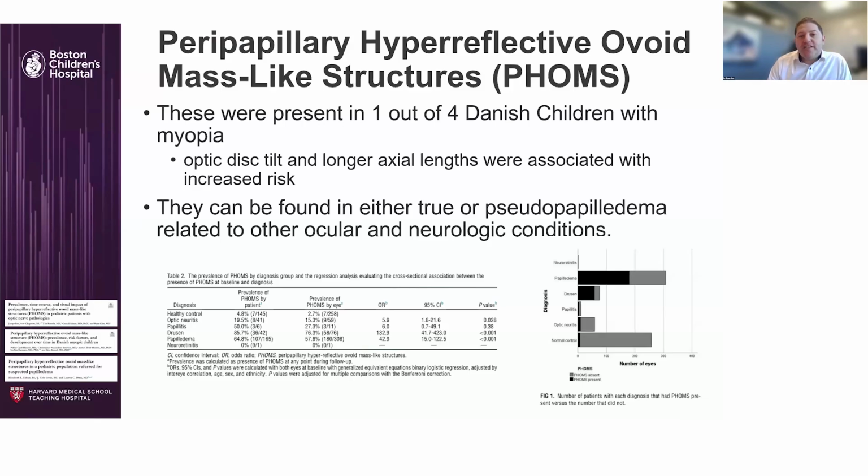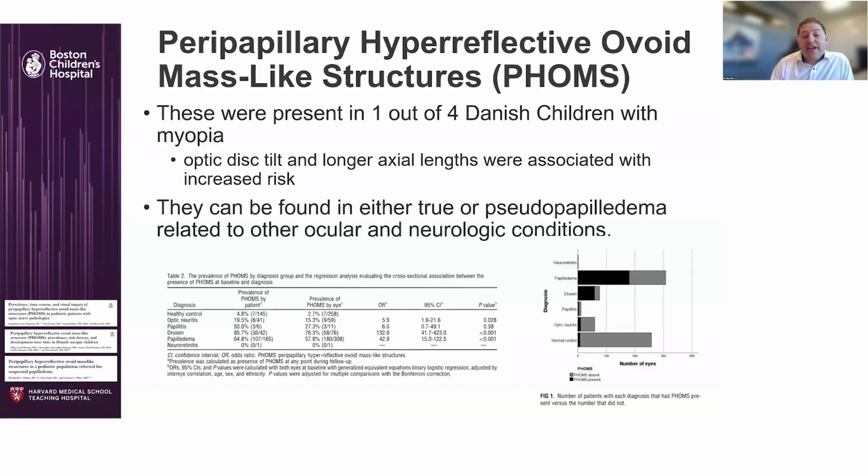And so we've looked at these, and the question that everyone's wondering is, what do we make of these? Are they pathologic? How do I interpret if there is a PHOM or not? And the answer is that you can have PHOMs in patients with normal optic nerves. Usually they tend to be myopic. So 1 out of 4 Danish children with myopia were found to have them. They're obviously more consistent and more present in those with optic disc tilt or longer axial lengths.